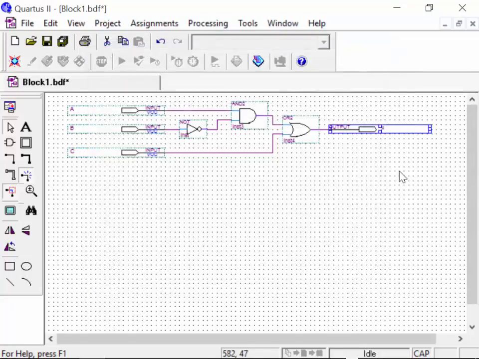So there's our basic circuit right there. And what I'm going to do now is go through and simulate this thing real quick. Let's save it.